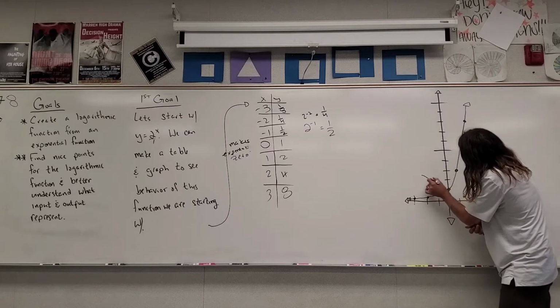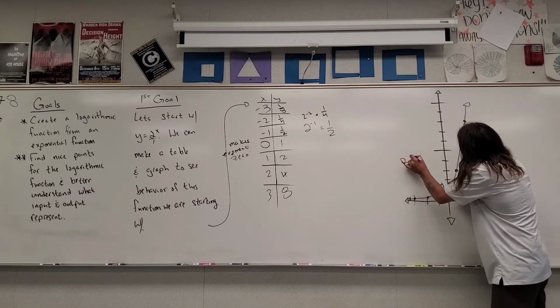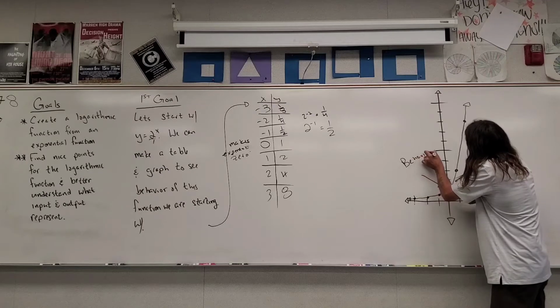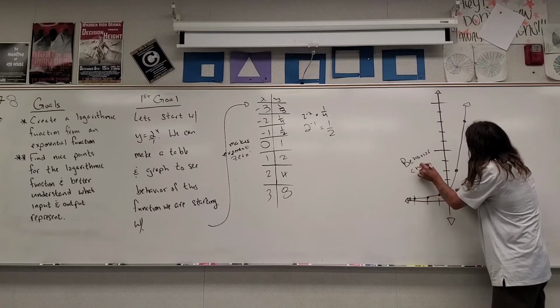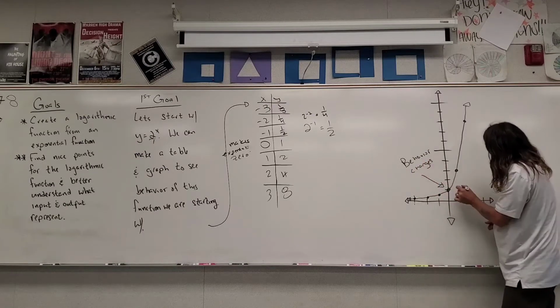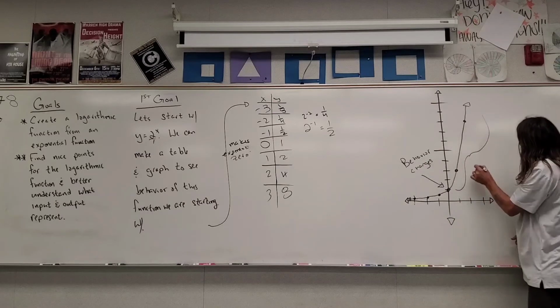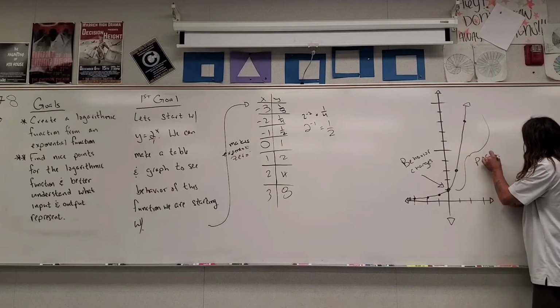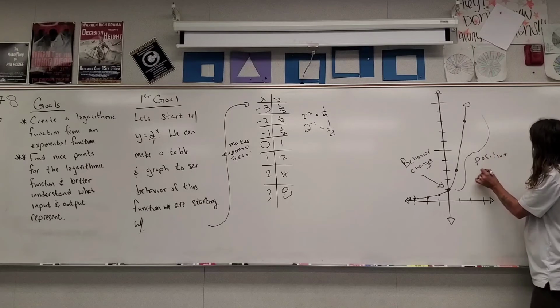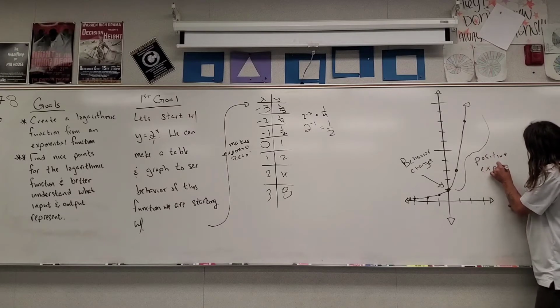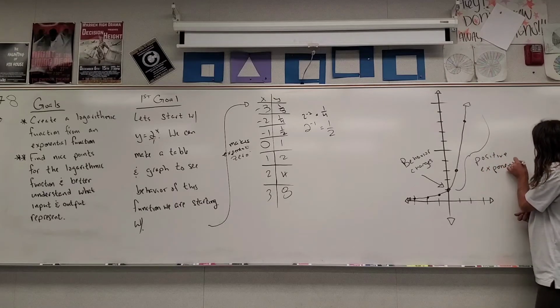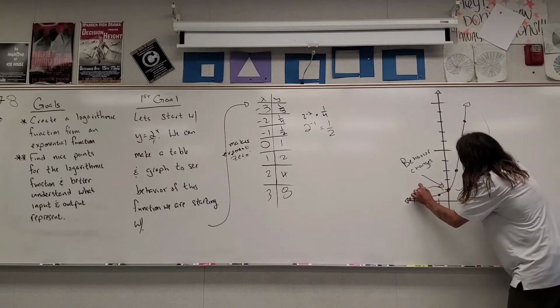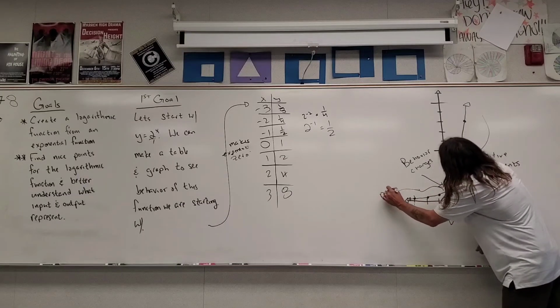And again, this is where the behavior changes. This part of the graph, I have positive exponents. And this part of the graph, I have negative exponents.